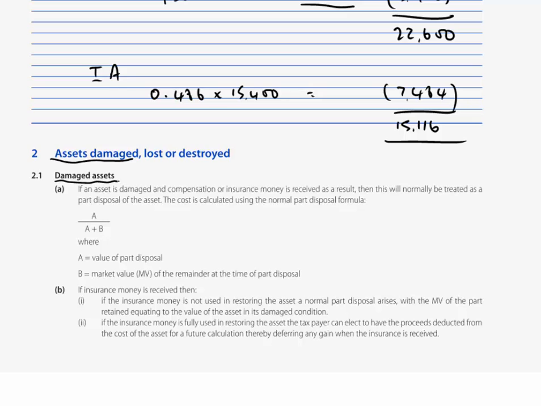Now, although we have not dealt with this specific area before, the technique that we're going to use in dealing with such an issue is a technique we're already fully familiar with, and that is that if an asset is damaged and, here's the important point, compensation or insurance money is received as a result, then this will normally be treated, this is the compensation or insurance money, as a part disposal of the asset.